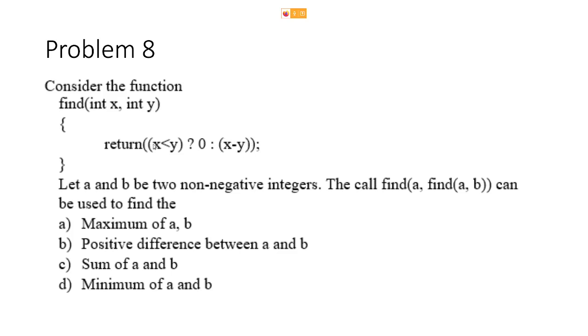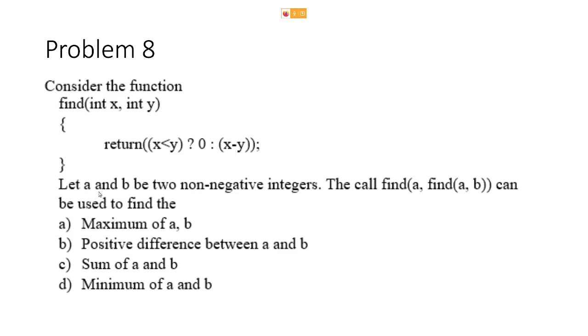So if x is less than y, then return 0, else return x minus y. That's your program. It's just doing this very simple thing: if x is less than y, return 0, or else return x minus y.